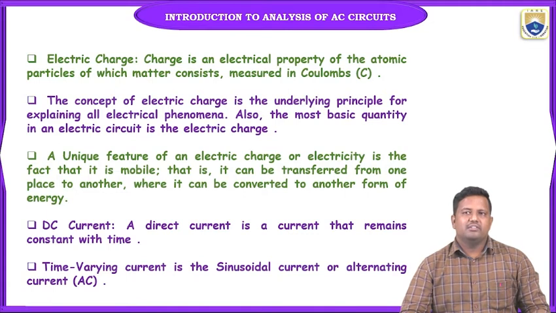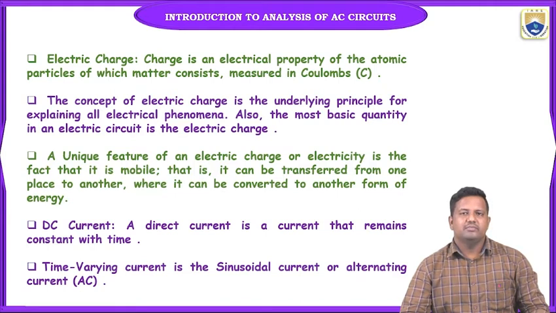A DC current is a current that has a magnitude. The magnitude of the DC current will not change irrespective of the time variation, which means as time passes, the magnitude of this DC current will not be altered. It will always remain constant.